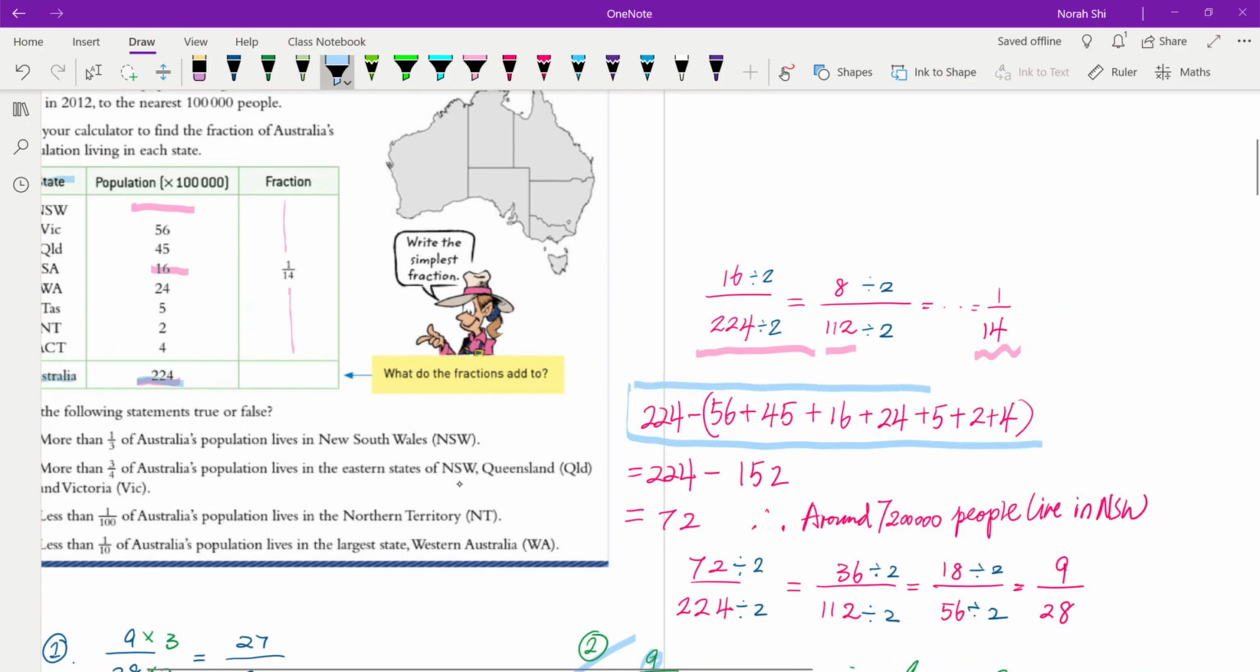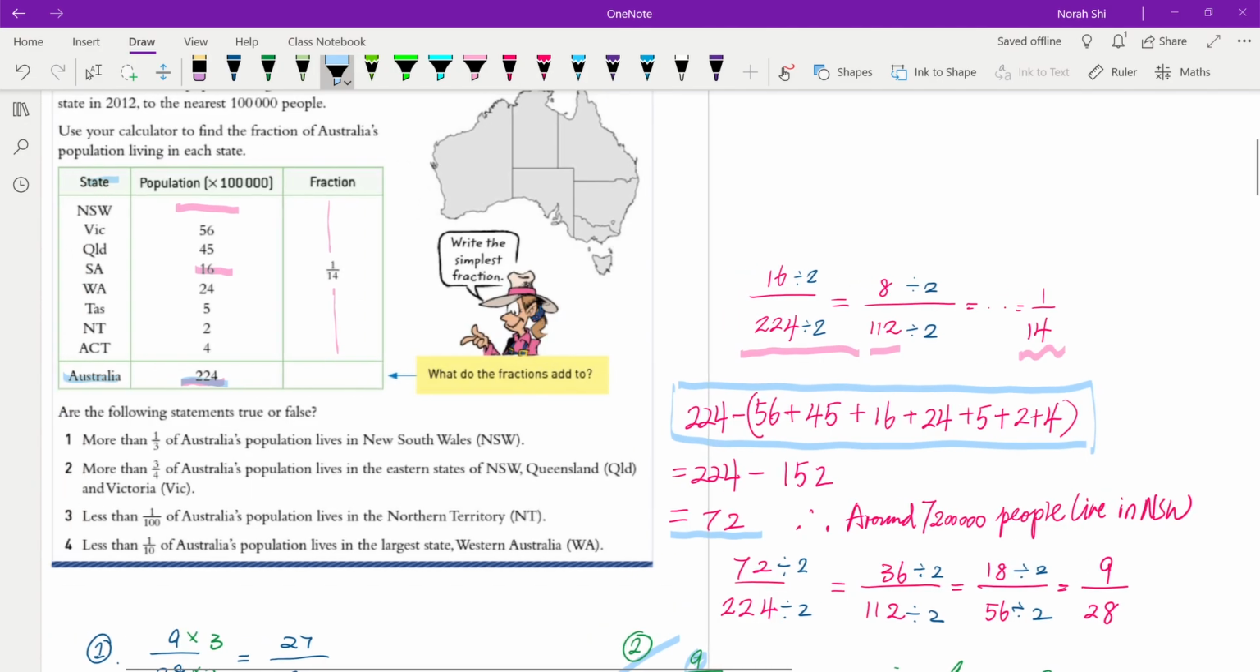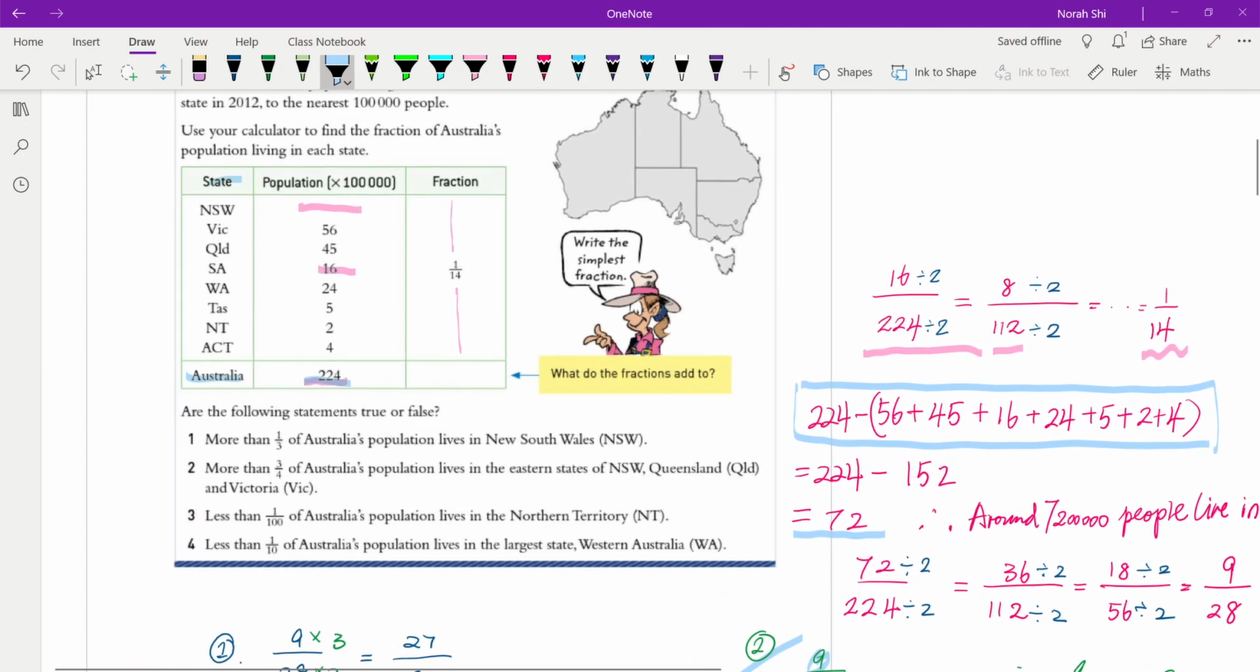Please remember, make sure you show clear working out of each single step you have taken to figure out the solution in your assessment. It's very, very important. It's one of the communication criteria in your written assessment. Okay, now we get the answer, which is 72. So the population living in New South Wales, correct to the nearest 100,000, is 72.